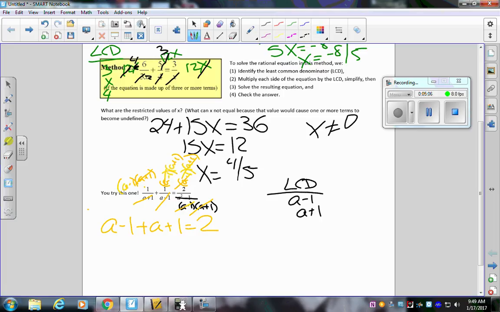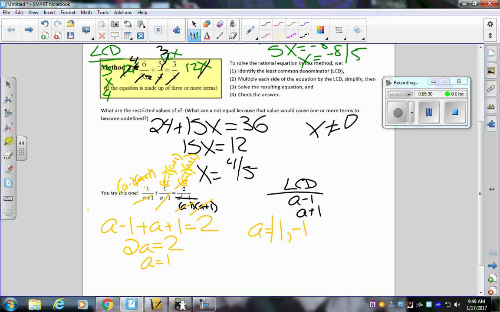All right, so we're going to go ahead and continue to solve. A plus A gives me 2A. Negative 1 plus 1, they cancel. 2A equals 2 and A equals 1. Now, my restrictions, when I go back and write them, tells me that A cannot be 1 or negative 1. But I got the answer as 1. But that's a restriction. If you were to substitute 1 back in, you would get a denominator of 0, and you can't do that. So therefore, it doesn't work.